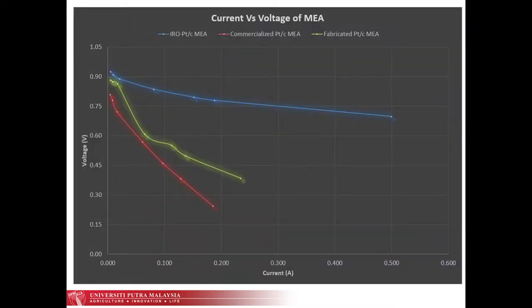This is the graph for current versus voltage obtained for iridium ruthenium oxide platinum carbon catalyst MEA, commercialized platinum carbon catalyst MEA, and fabricated platinum carbon catalyst MEA.